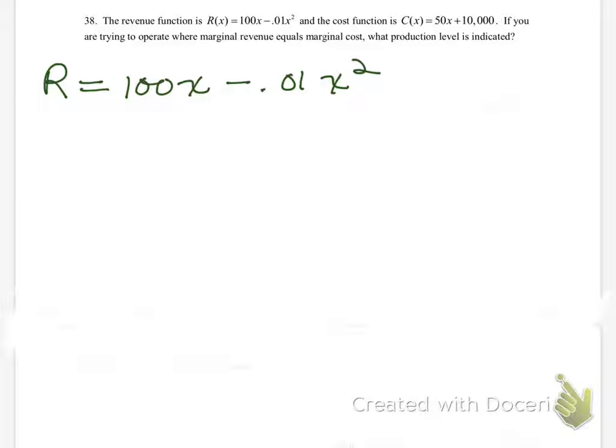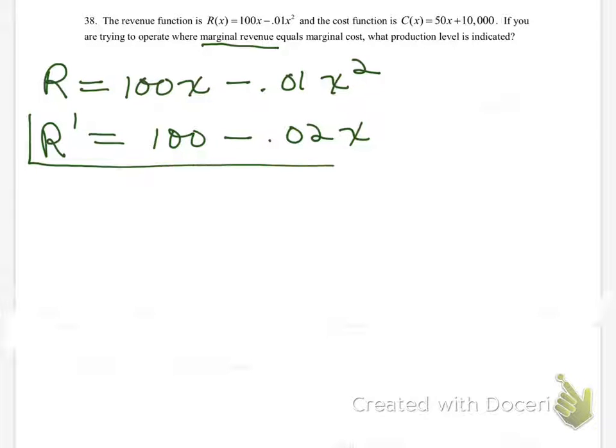Okay, in question 38 on the review packet, they're asking us if you are trying to operate where marginal revenue equals marginal cost, what production level is indicated. So you're going to try to find the x. First you need to establish marginal revenue. Marginal revenue is just the first derivative, so that's going to be 100 minus 0.02x. Okay, so that's important.